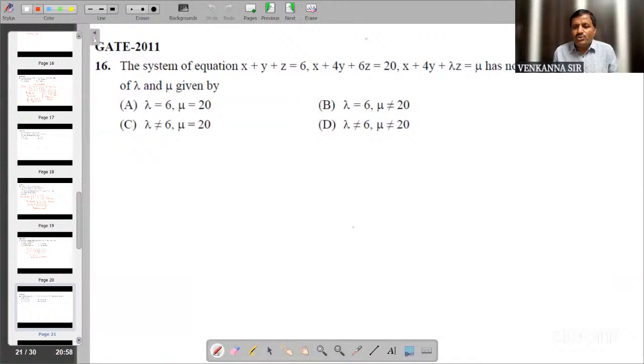Yes, for no solution, you will find definitely option B. This is already explained, this is for infinite. This is for no solution. Go through the procedure for solving the equation, you will get the answer, right?